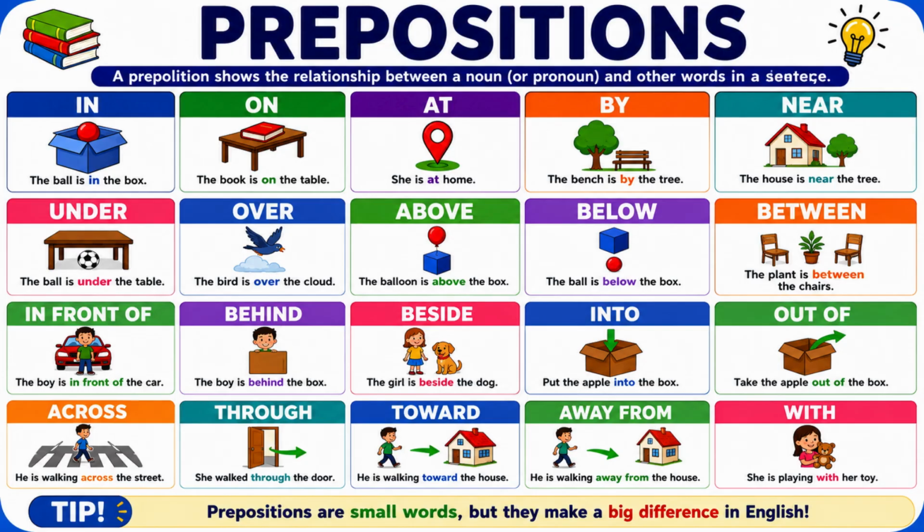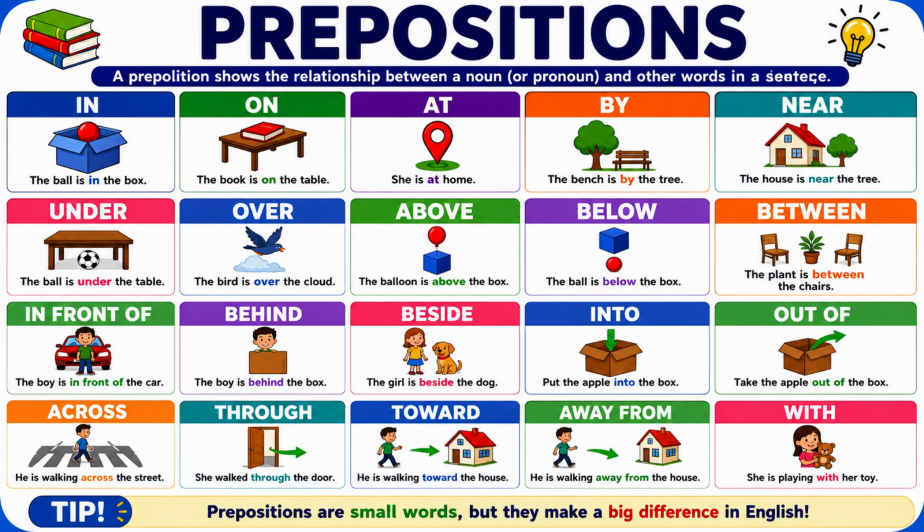10. Between. Between is used when something is in the middle of two people or two things. Example: the plant is between the chairs. 11. In front of. In front of means before or ahead of something. Example: the boy is in front of the car. 12. Behind. Behind means at the back of something. Example: the boy is behind the box.